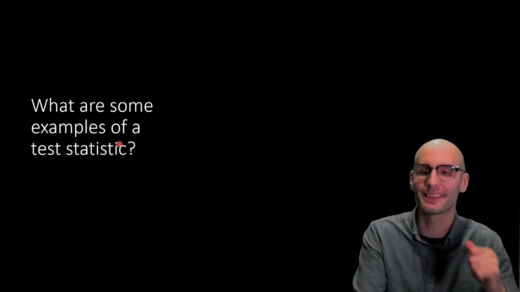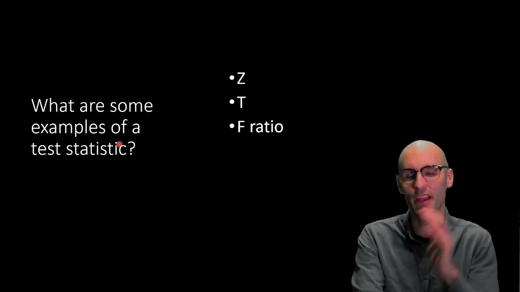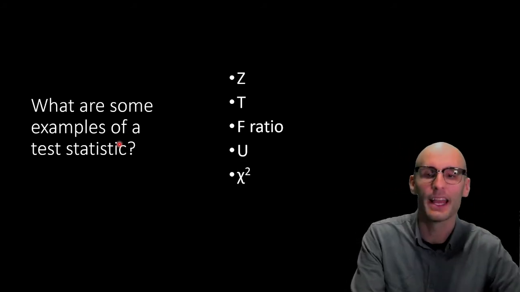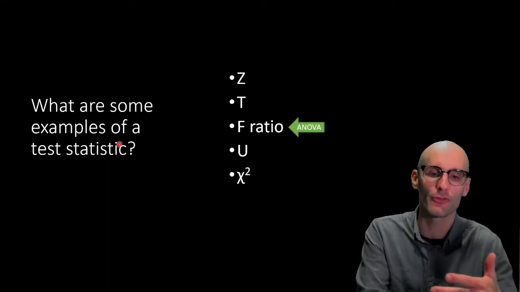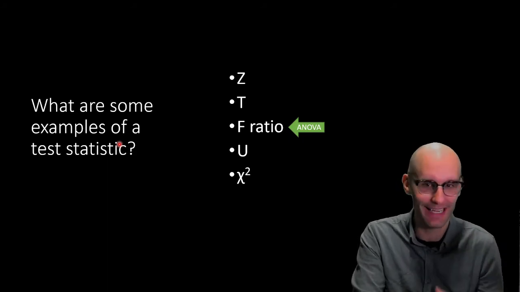So let's have a look at some examples of test statistics. We've got a z-score, we've covered that, a t-score, we've covered that, an F ratio, a Mann-Whitney U, and a chi-squared. So what test statistic does the ANOVA use? It uses the F ratio. So I'm going to go into how to calculate the F ratio and what actually is it.